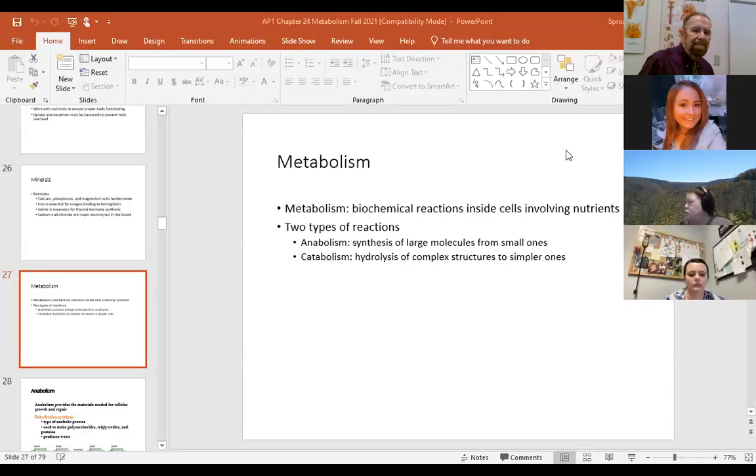So anyway, we're going to wrap up metabolism. Anybody have any questions so far? Okay, and I'm going to go into this, and I think this is where, here we go, metabolism.